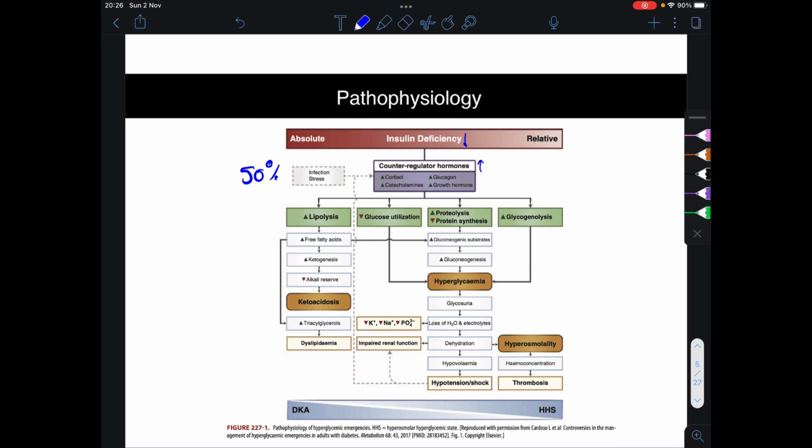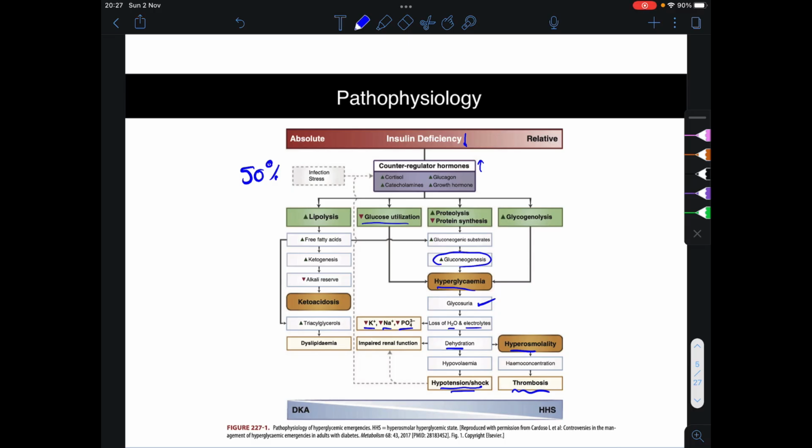This causes decreased utilization of glucose, hyperglycemia, and production of new glucose from proteolysis and gluconeogenesis. So everything leads to hyperglycemia without utilization. This causes, as we said, the osmotic diuresis, and therefore you lose electrolytes and water. That causes hypokalemia, hyponatremia, and hypophosphatemia. And therefore you have a patient who is dehydrated and hyperosmolar. The hyperosmolarity itself leads to a risk of thrombosis. And again, as we said, there is a risk of hypotension and shock.